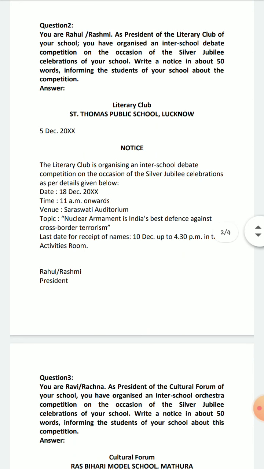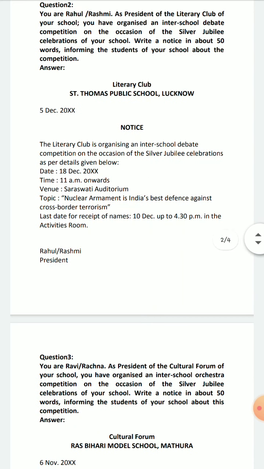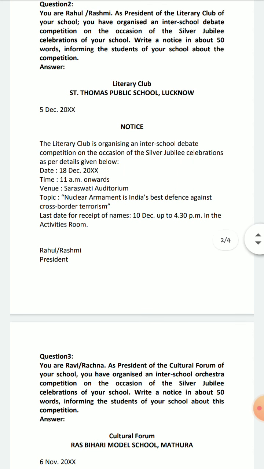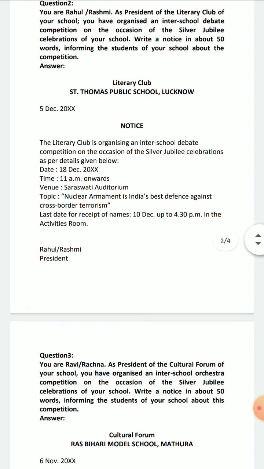Last date for receipt of names 10 December up to 4:30 p.m. in the activities room. And finally, after writing all this, you will write your name. You can write either Rahul or Rashmi, that will be given in the question only. From there you can write it down. Then president, that is your post or designation, right? So that was another question that I discussed.